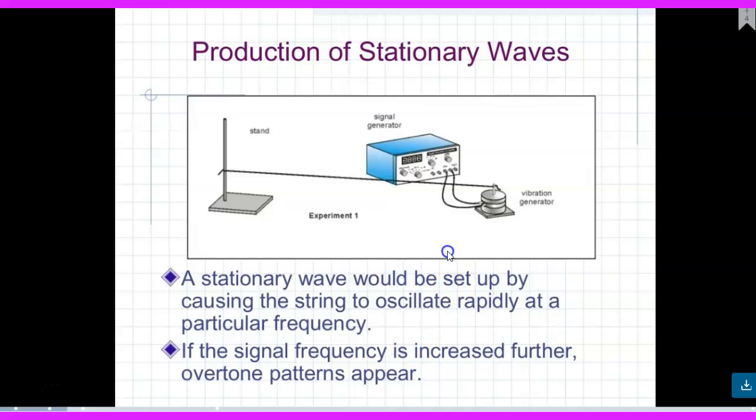Production of stationary waves. This is the method of producing stationary waves. There is a vibration generator. Due to the vibration generator, we produce a frequency, and due to this frequency the string, which is connected to the stand, is vibrated, and stationary waves are produced in the string.